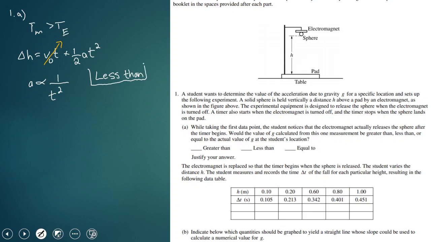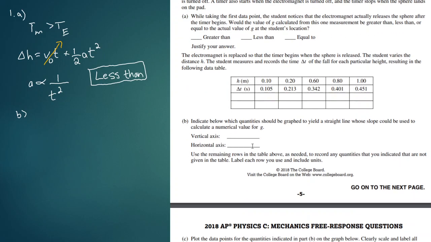And so you can kind of explain this just by words as well without the proportionality relationship, that, well, if you travel a distance in more time, then clearly you have less speed and less velocity and less change in velocity, and thus a lower acceleration compared to what's expected. That was 1a. For 1b, the electromagnet is replaced so that the timer begins when the sphere is released, so we've corrected for that error.